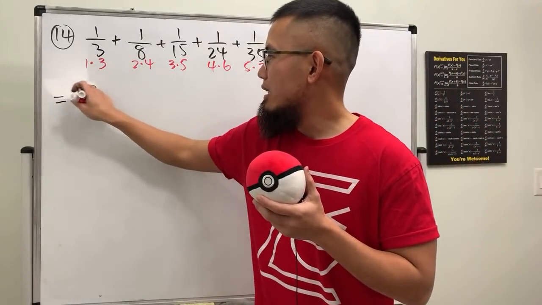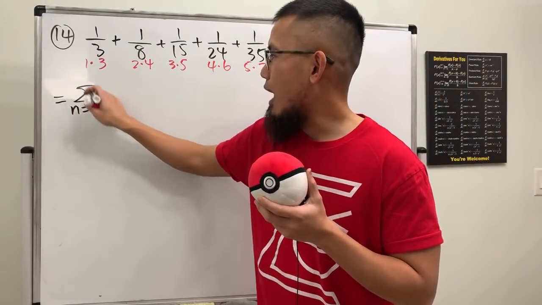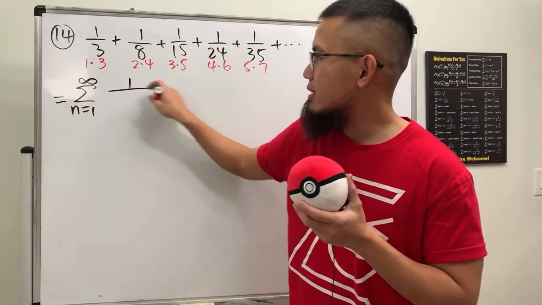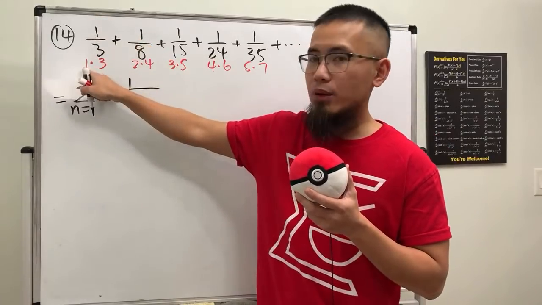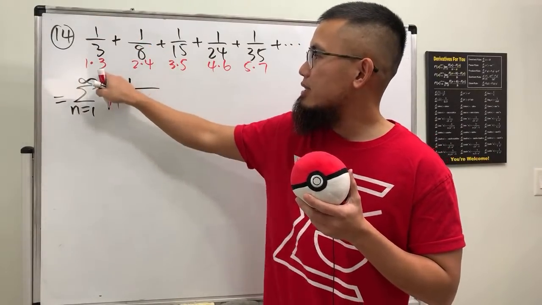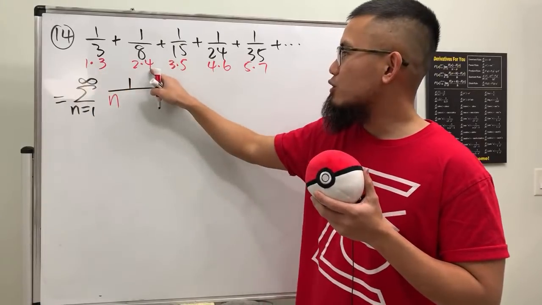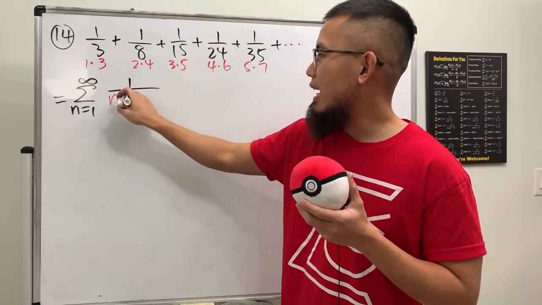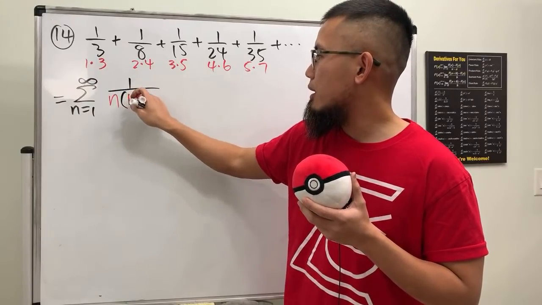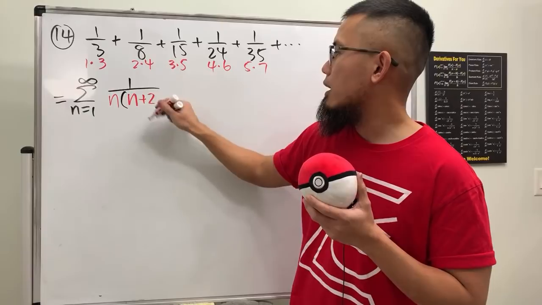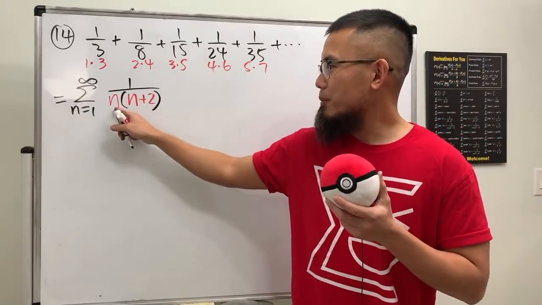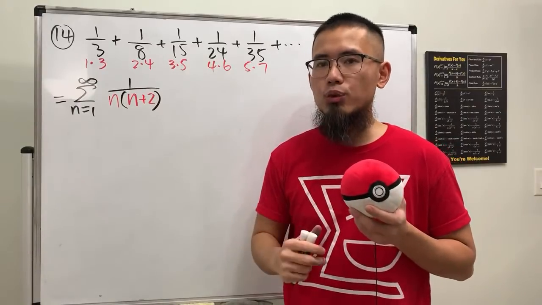Well, this is the sum as n goes from 1 to infinity. And everybody on the top is just 1. And if n is equal to 1, we have this. So it's just n, and this right here is 2 more than that. So we have n times n plus 2. All right? So now, this is perfect. We can multiply this and we get n squared plus 2n on the bottom.